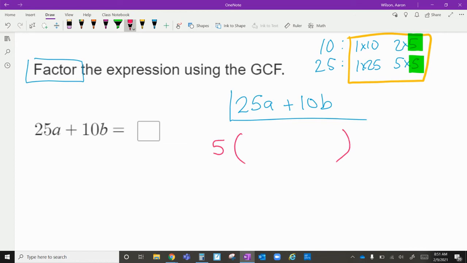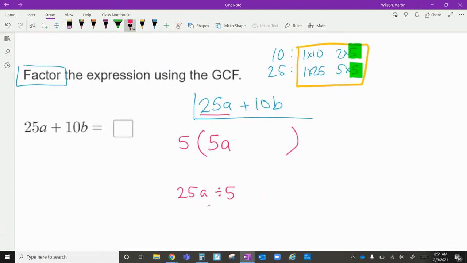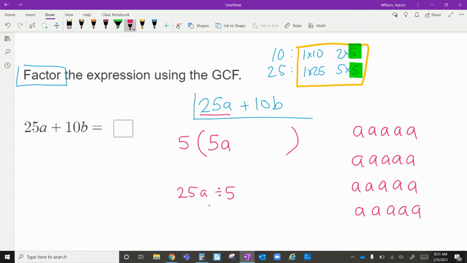Okay, so when you factor out, you're actually dividing. So we have to do 25a divided by 5. I know this looks goofy, but 25a divided by 5 is going to be 5a. And the reason why it's 5a is if I drew 25 A's, this might take a while. 1, 2, 3, 4, 5, 6, 7, 8, 9, 10, 11, 12, 13, 14, 15, 16, 17, 18, 19, 20, 21, 22, 23, 24, 25.